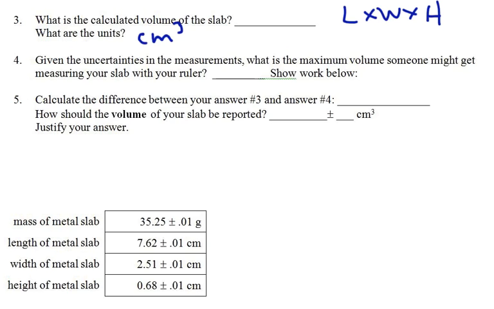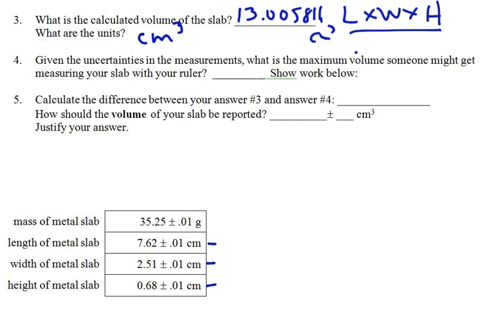So the units on that is going to be centimeters cubed. Now if we take these three values, 7.62, 2.51, and 0.68 centimeters, multiply them together, I get an answer of 13.005816 centimeters cubed. It's a little messy, but you're going to have to do that on your own paper. That's just simply length times width times height.